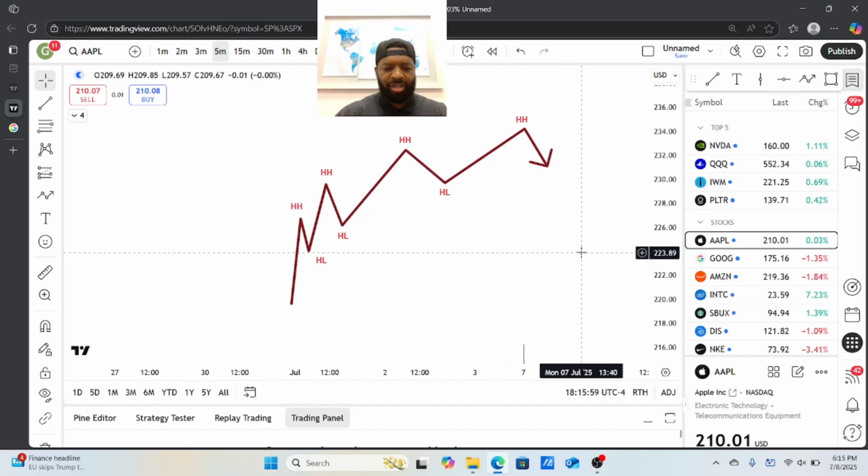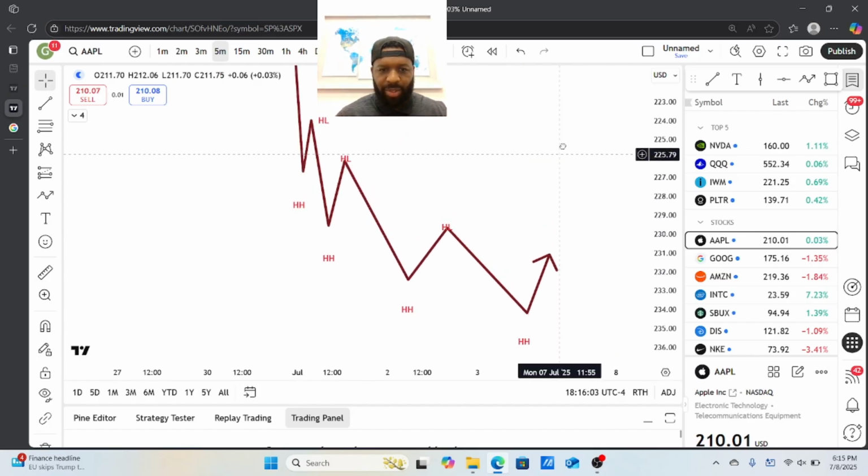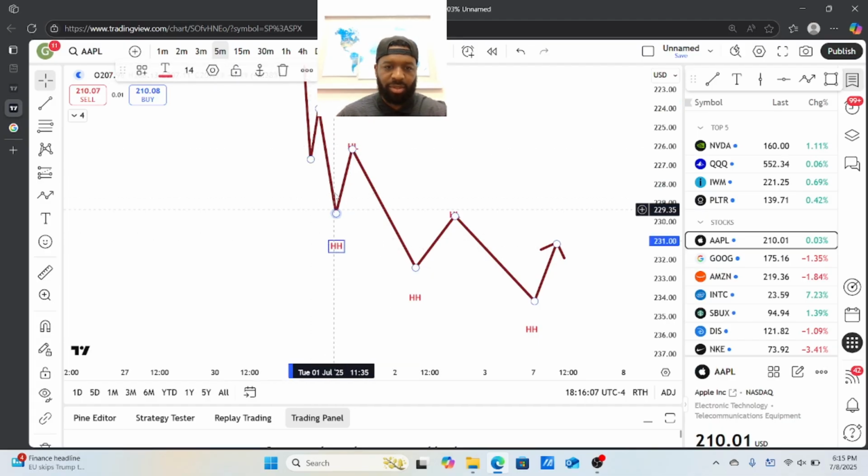So yeah, just understanding that. And like I said, if we're vice versa, flipping it over, right, that's how it looks. Except these are all going to be lower highs and lower lows.